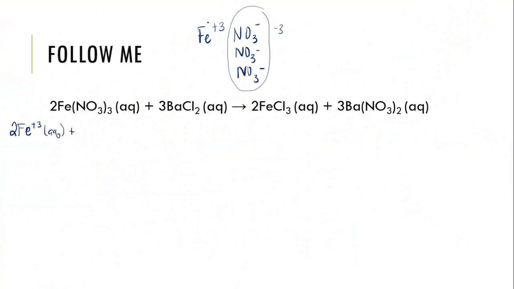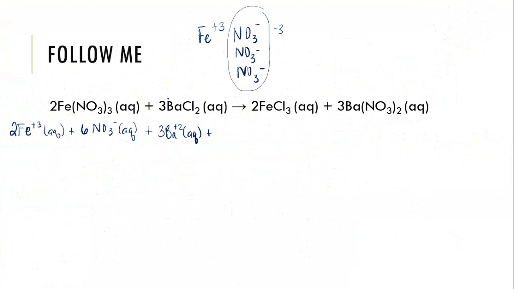Plus. Now look, one of these had 3 nitrates, but we have 2 of them. We have 2 of the whole group. So 2 times 3 will make 6. There will be 6 nitrates. Okay? Then barium, the charge by looking it up is +2.